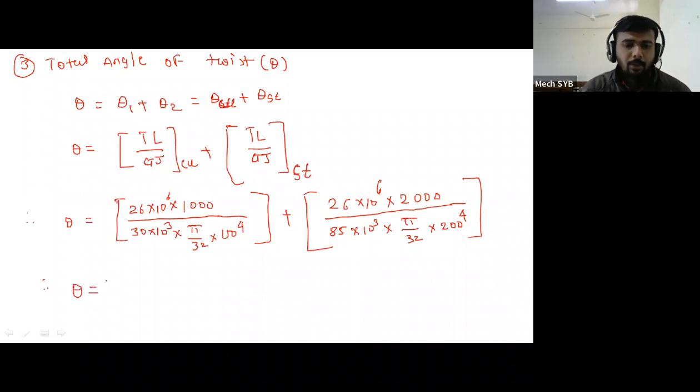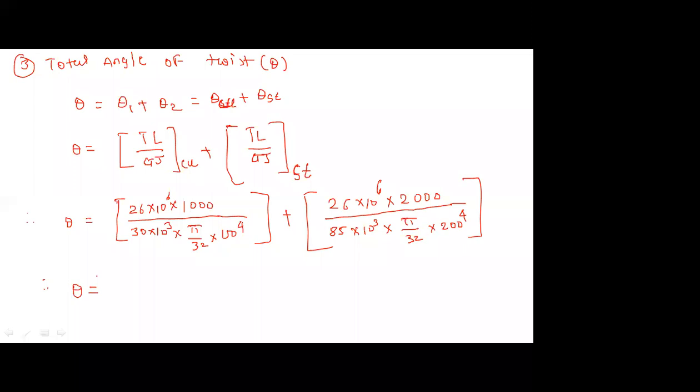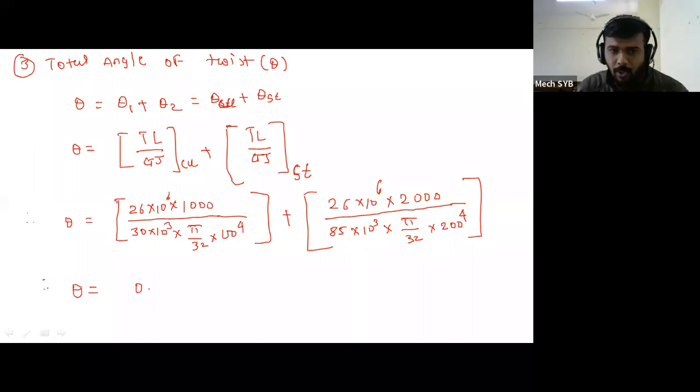Now tell me the separate calculation of this term, that is T into L divided by G into J of copper. What is the total value? 0.0174 for copper. Plus, for the steel?